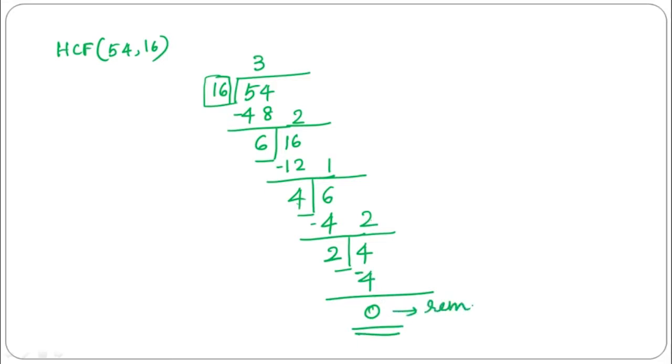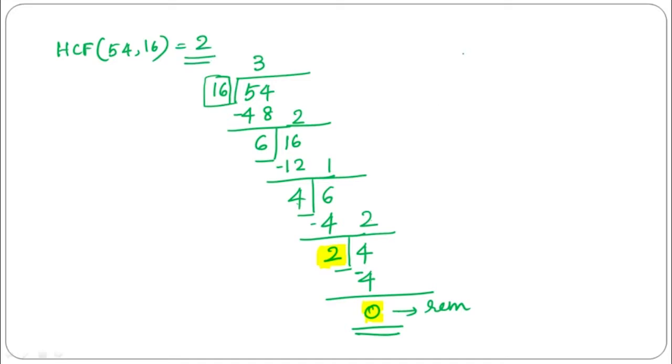When I get the remainder equal to 0, I stop at that point, and what will be the HCF of these two numbers? The HCF of these two numbers will be 2. That is, the step where I get the remainder as 0, in that step whatever was the divisor, that will be my HCF of the two given numbers. So the HCF of 54 and 16 here is nothing but 2. That's the answer that we are looking for.